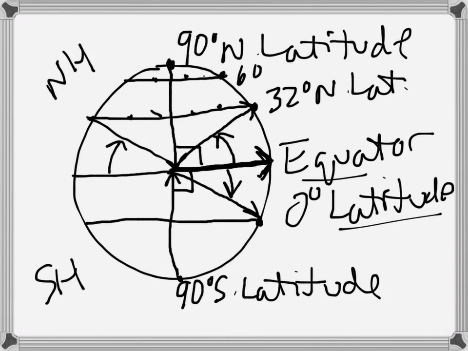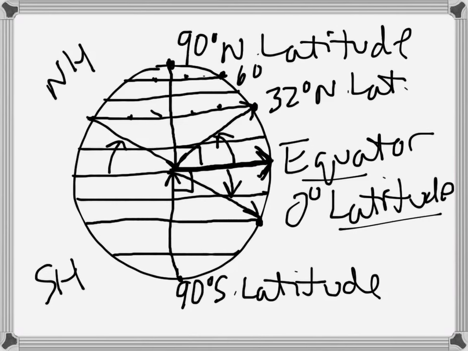And we can play this game across the entire planet. And you'll notice that all of these lines that we're drawing, all of these latitudinal lines, are parallel to one another. Therefore, we can also call these lines parallels. So now the term latitude and parallel are used rather interchangeably. San Diego, California is located at 32 degrees north latitude, and it's also located on the 32nd parallel.